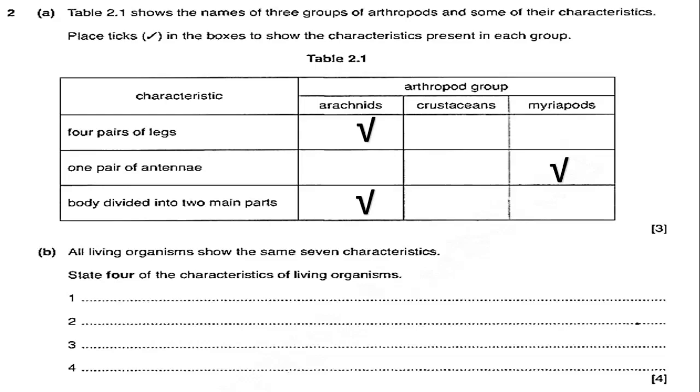And again, this is linking topics together. How will we answer this question? Of course, we're going to state any 4 from Mrs Gren. So please remember, state means that you have to mention only the name of the characteristic. So you will say, for example, movement, reproduction, sensitivity, excretion.